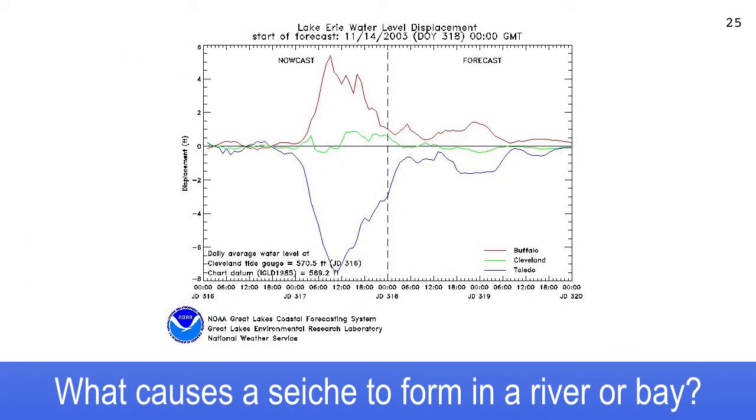Now, what causes a seiche to form in a river or a bay? Interference. We'll talk about it on Monday.